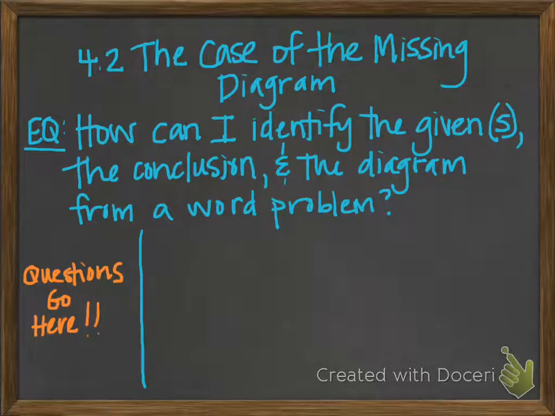These notes are over 4.2 and 4.3. 4.2 is called the case of the missing diagram. The essential question is, how can I identify the given or givens, the conclusion, and the diagram from a word problem?